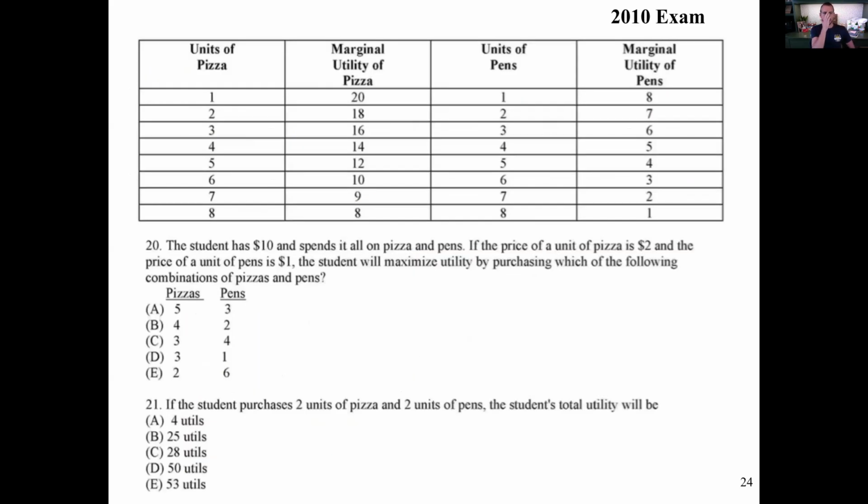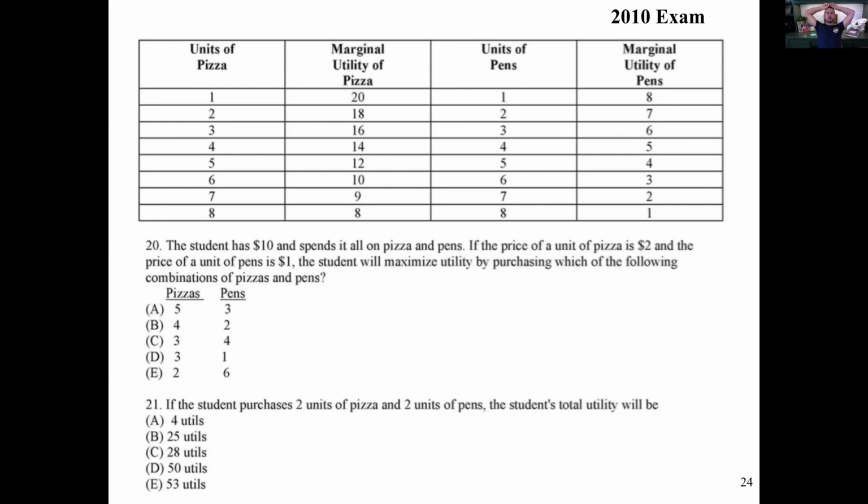Okay, so let's look at this. It says the student has 10 bucks, spends it all on pizza and pens. The price of a unit of pizza is $2. The price of pens is $1. The student maximized utility by purchasing which of the following combinations of pizza and pens? So 10 bucks, it already gives you the marginal utility, so we don't have to do that. The price of pizza is $2.